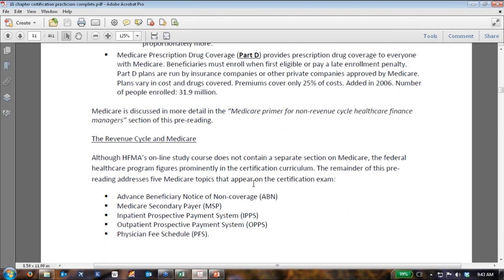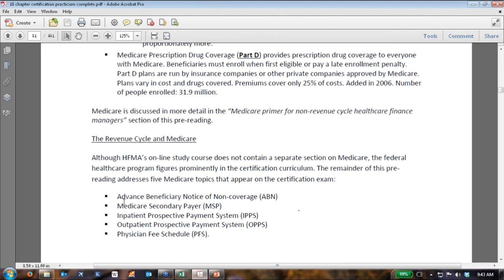We're going to talk about two things, the ABN and the MSP, before we talk about three of Medicare's chief payment systems: IPPS, OPPS, and PFS, the Medicare Physician Fee Schedule. So first, let's talk about ABNs. What is an ABN?